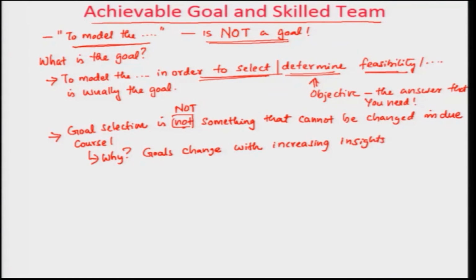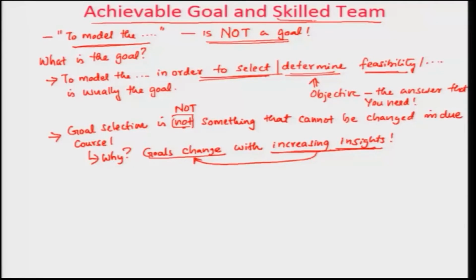As you start doing the simulation study, as you start building the model, as you start collecting the data, as you start analyzing the data, your insight into the system increases. The minute your insight increases, your goals will change. So, saying that I defined this goal and I am not going to change it is not a good way to do a simulation study.